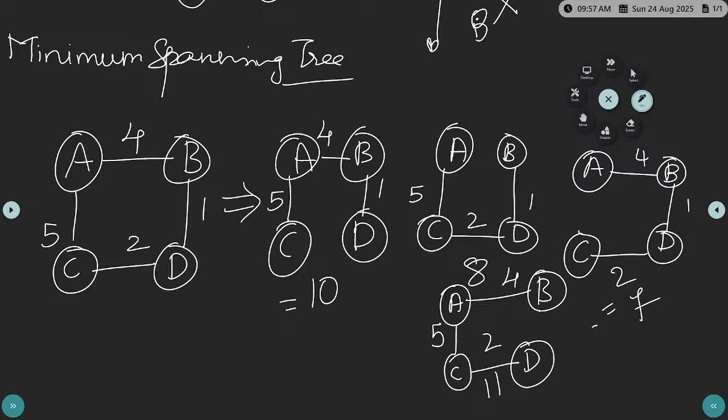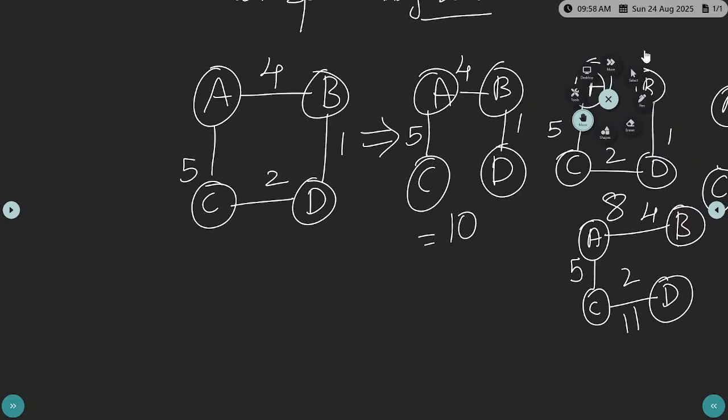The weight of this one is 11. So which is the minimum spanning tree here? Of all of them, like this you are going to construct. So this is an important question.